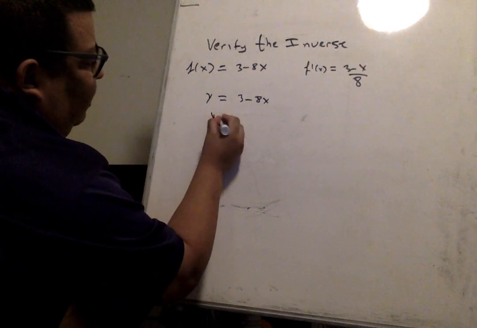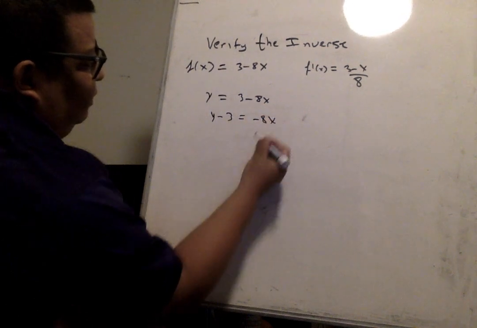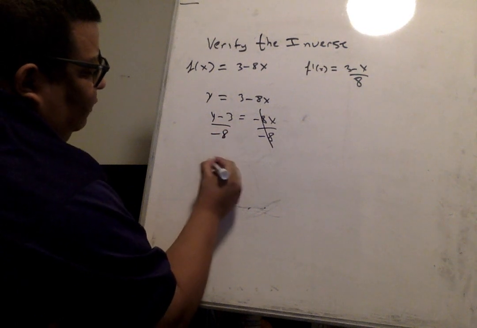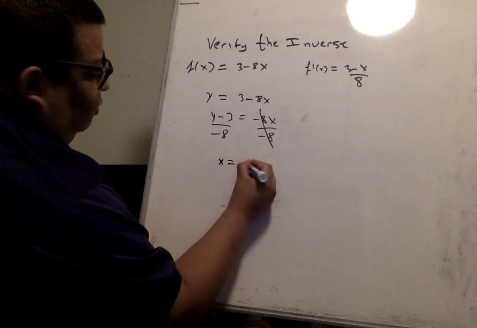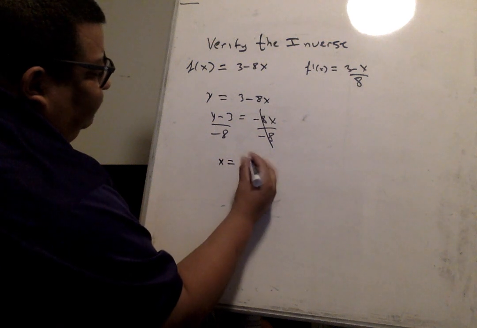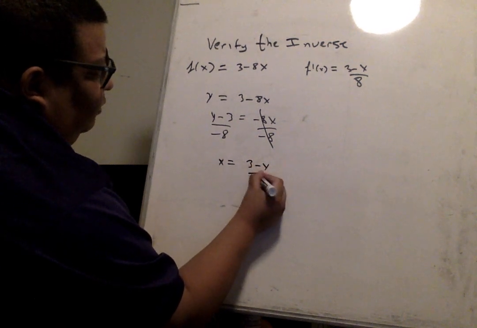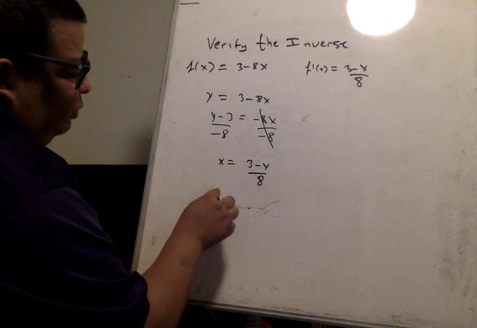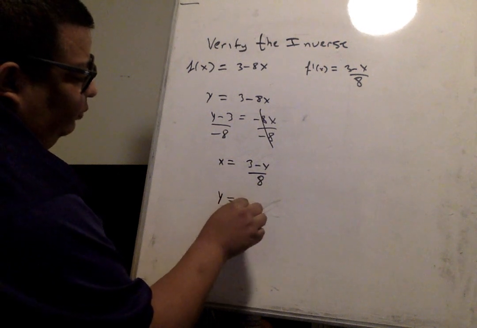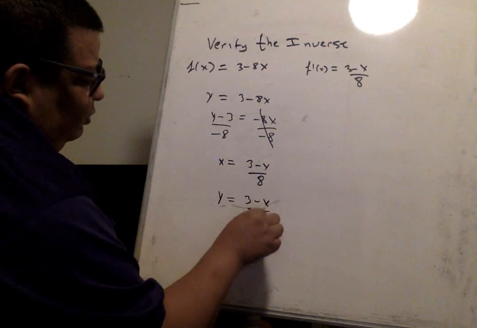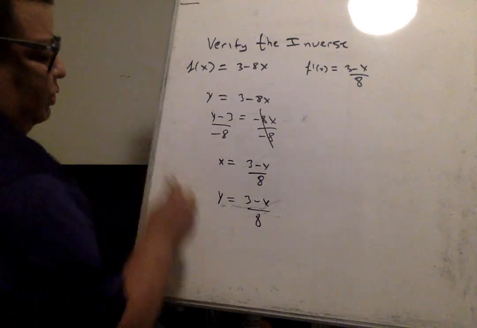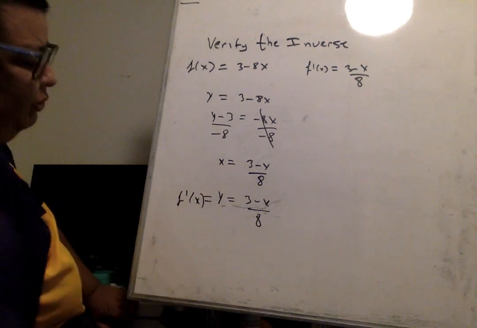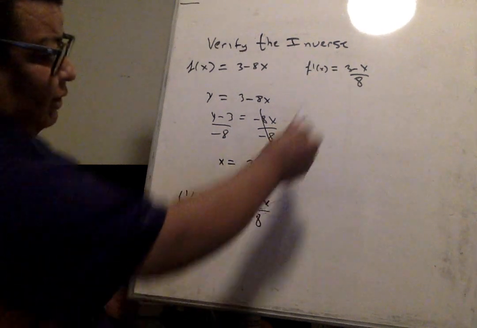So you do y minus 3 equals negative 8x. We divide by negative 8. This cancels. Divide by negative 8. This becomes x equals (3 minus y) over 8. But the trick we do here is that to get the inverse, we just flip y and x at the end, so that it looks like a regular function. So your inverse is f inverse of x. Alright, so that's how we got that.